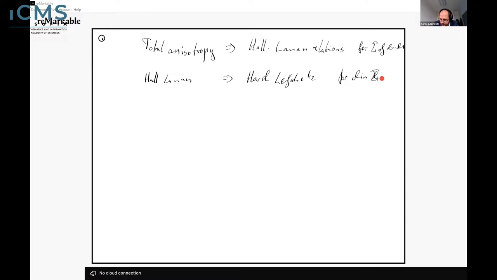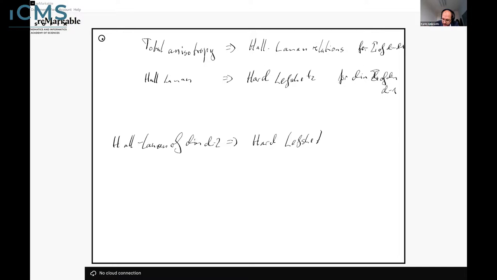Dimension d minus 1. But the point is really that there's something more. And what I'm claiming here is that essentially the whole Lamann relations for spheres of dimension d minus 2 imply the Hodge-Lefschetz theorem in dimension d minus 1.